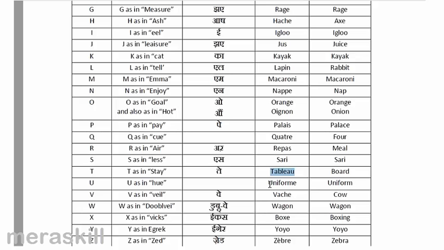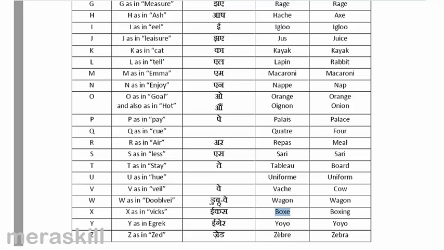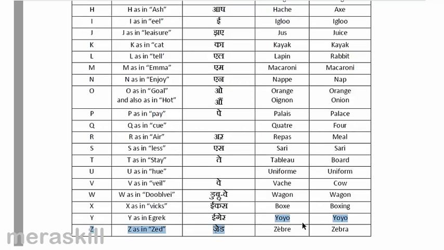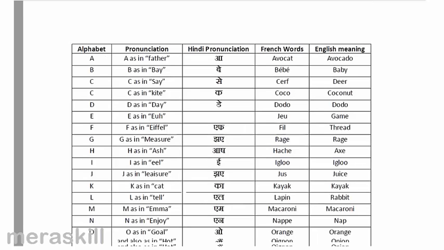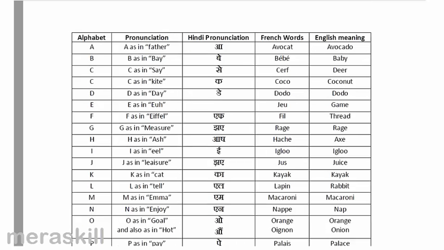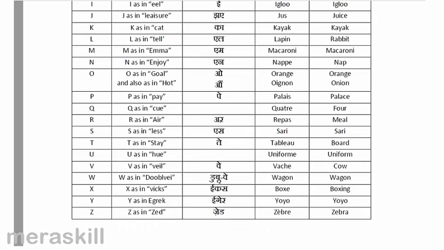Uniforme. It's U, not you. It's uniform. It should sound completely flat. Uniforme. Vache. Wagon. Box. Yo-yo. Finalement, zèbre. Alright? So this is how your pronunciation in French will be different as compared to English. If you can understand the pronunciation, it will be very easy for you to read French.